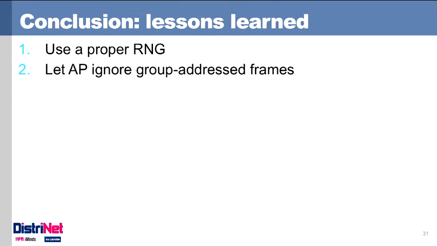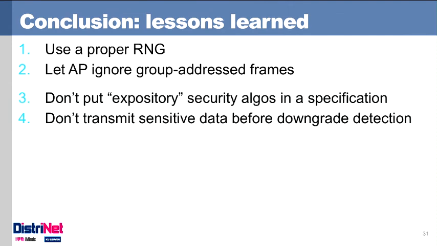The next 2 lessons are a bit more broad. The first one is that you shouldn't put an example algorithm, especially an example security algorithm, in an official specification. If you include an algorithm in a specification, it should either be decent or it should not be in there. Don't include something that's in between or where you say that you should be extending this, because people will simply implement it like it's implemented in the specification. The second observation is that you shouldn't transmit sensitive data, for example, the group key, before your handshake or protocol is trying to detect downgrade attacks against this protocol.